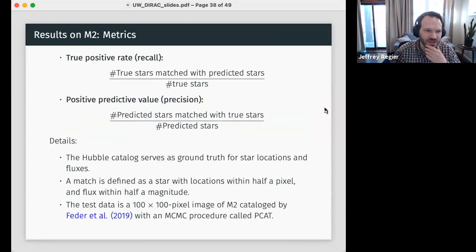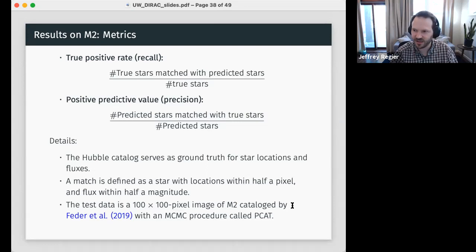So we computed some metrics. One metric we compute is the true positive rate. That's the recall. That's the number of stars from the Hubble catalog that are matched with predicted stars. We call it a match if it's within half a pixel and the estimated flux is within half a magnitude. And then the counterpart to recall is precision, or the positive predictive value. That's the number of stars that we predicted that are matched with true stars in the Hubble catalog, divided by the number of predicted stars. So recall is what fraction of the true stars we successfully recovered, and precision is, of the stars we predicted, how many were good.